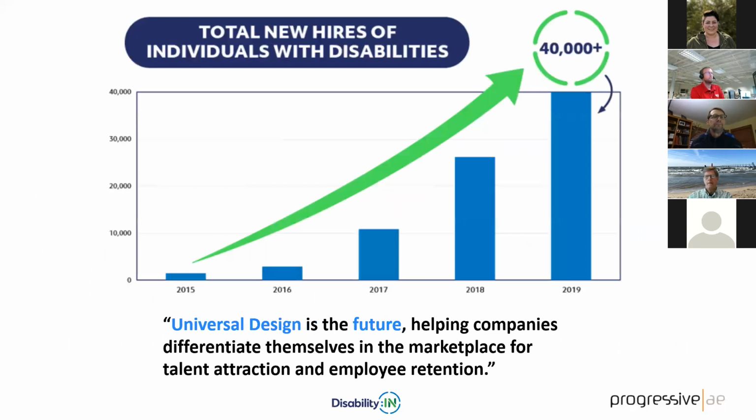Next. This is just a quick graph that, since 2015, you can see the rate of increase for companies hiring individuals with disabilities, and it's just because there's a shallower talent pool, and these individuals are coming into the workplace, and the workplace needs to react to them and be supportive of them.